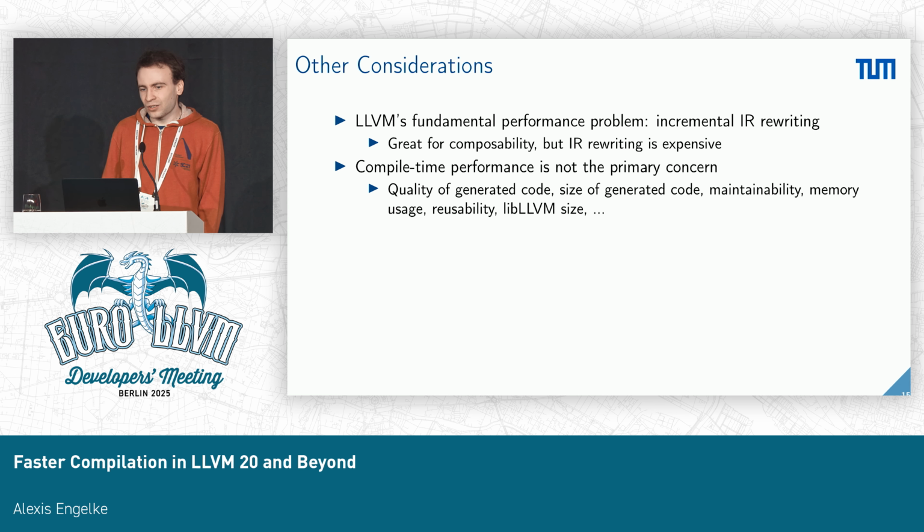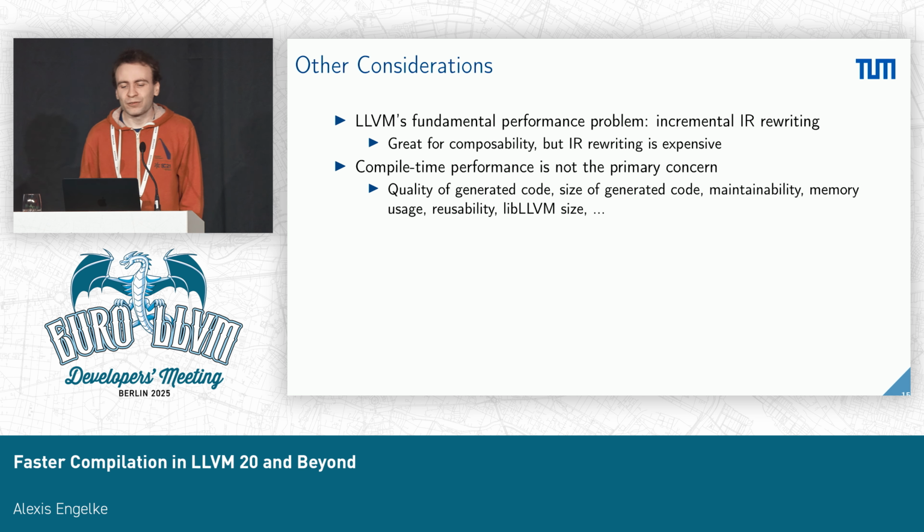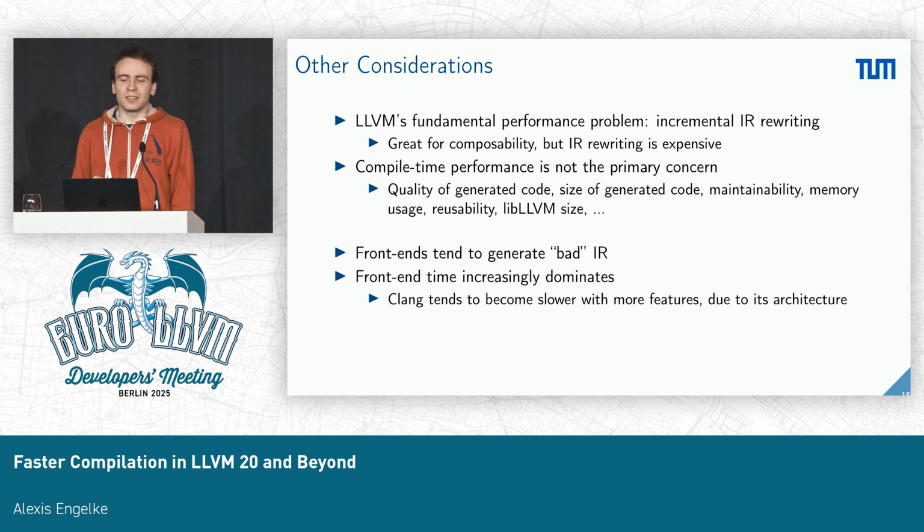And the other consideration, so this was about the backend, but on the front-end side, front-ends tend to generate pretty bad IR sometimes. And with the LLVM backend getting faster, we also found that Clang increasingly dominates the C++ compile time. And Clang over time tends to become slower and eat up some of the performance improvements that we achieved. So I think Clang would actually need some love.